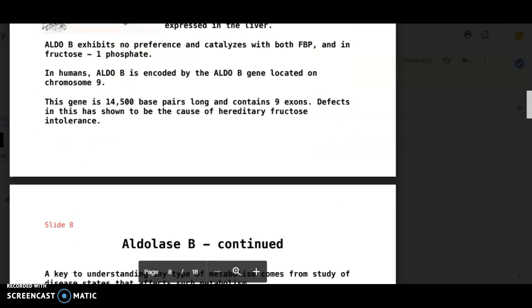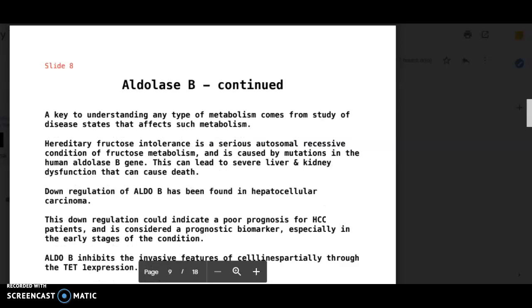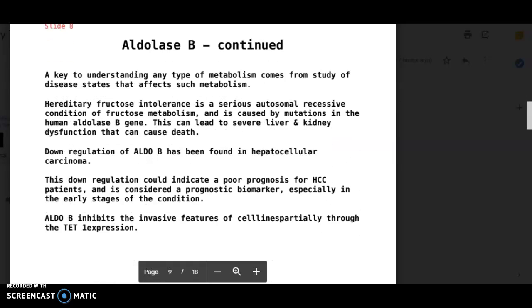Continuing on with ALDO-B. The rise in fructose consumption and its correlation with symptoms of metabolic syndrome has highlighted the need for a better understanding of fructose metabolism. To that end, valid rodent models reflecting the same metabolism as in humans, both biochemically and physiologically, are critical. A key to understanding any type of metabolism comes from the study of the disease states that affect such metabolism.